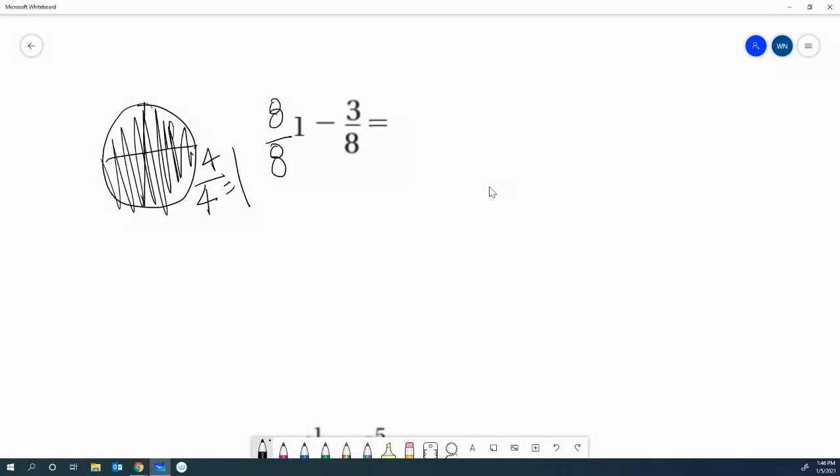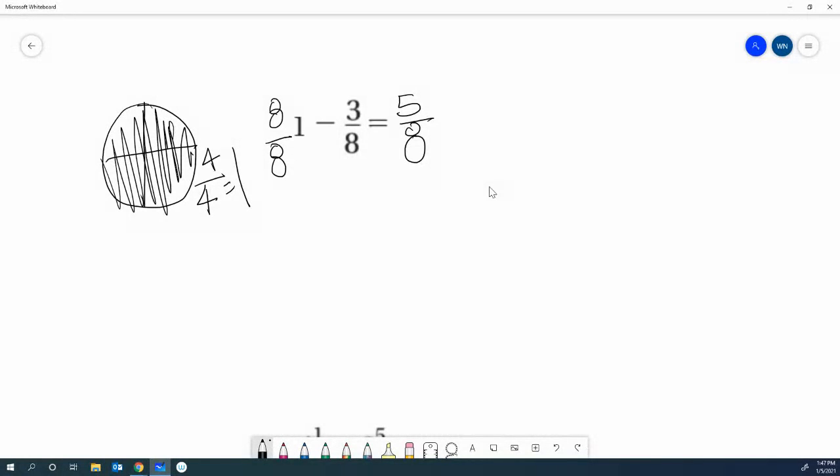And I picked 8 because the denominator in the number that I'm subtracting it by is 8. So I want to make it easier on myself and just give myself the same denominator. So I've got 8/8 minus 3/8. So I know that my denominator is going to be 8, and I'm just going to subtract the numerators. 8 minus 3 is 5. So my answer of 1 minus 3/8, we turned it into 8/8 minus 3/8 equals 5/8.